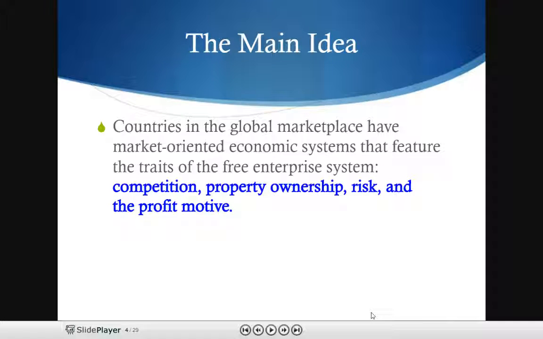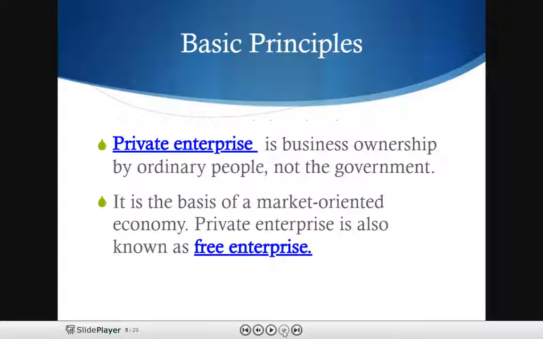Countries in the global marketplace have market-oriented economic systems that feature the traits of the free enterprise system: competition, property ownership, risk, and the profit motive. Private enterprise is business ownership by ordinary people, not the government. It's the basis of a market-oriented economy. Private enterprise is also known as free enterprise.